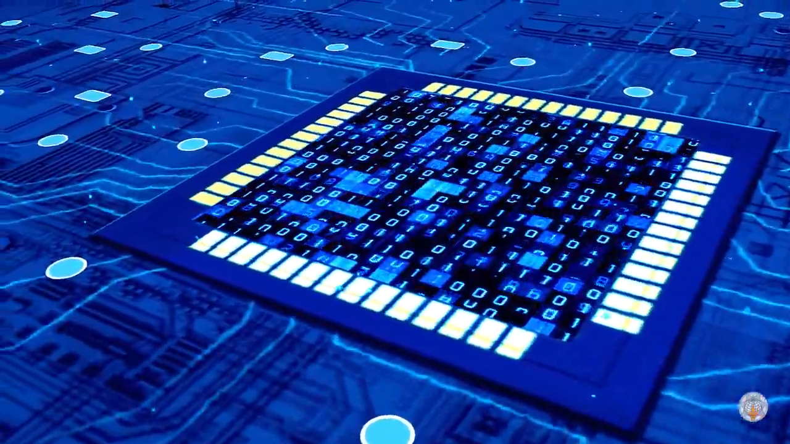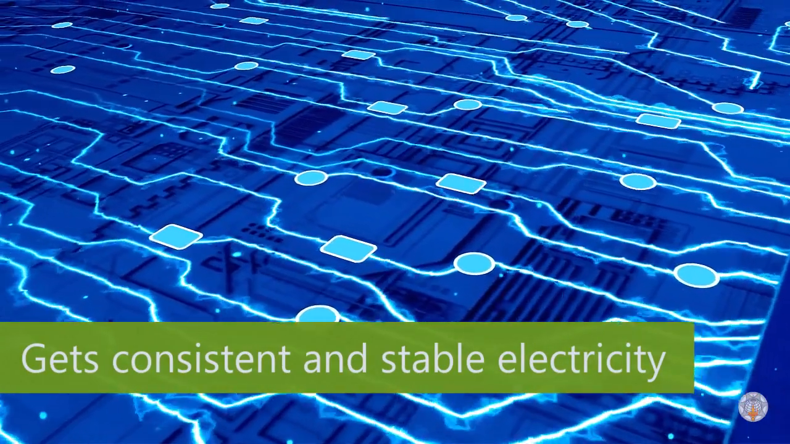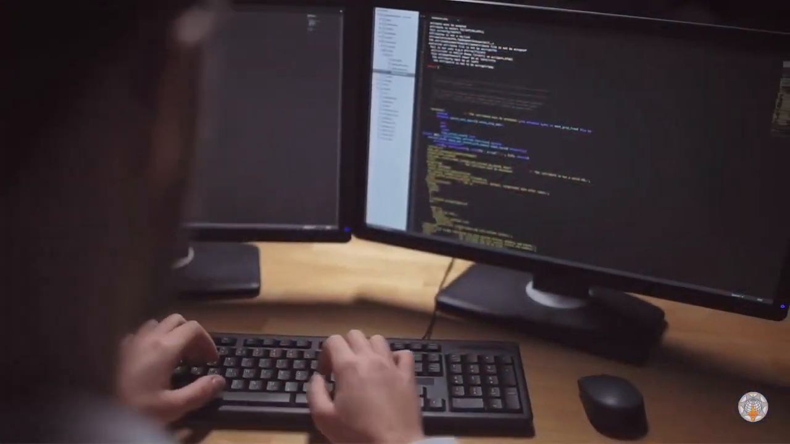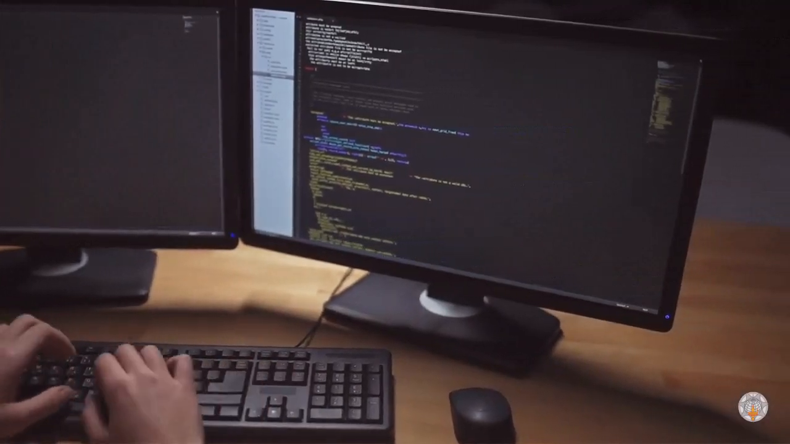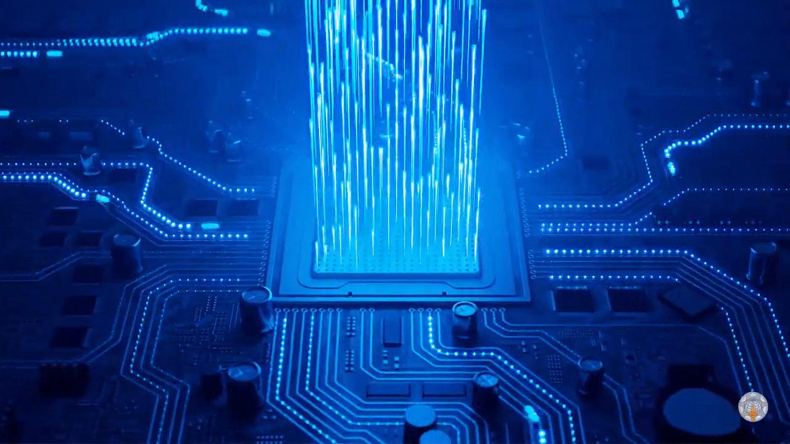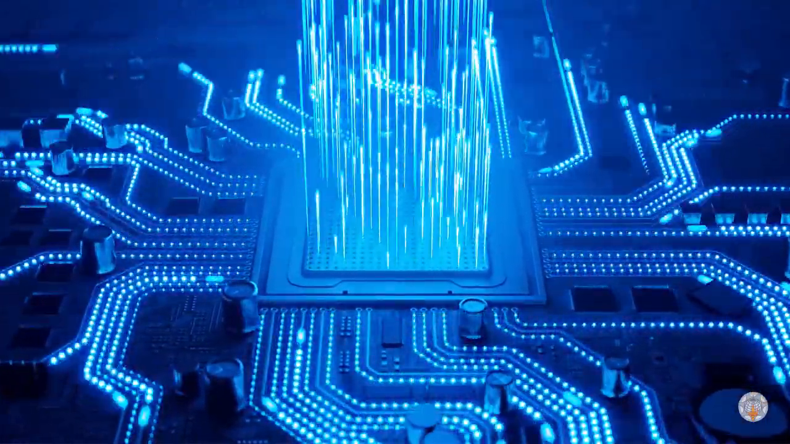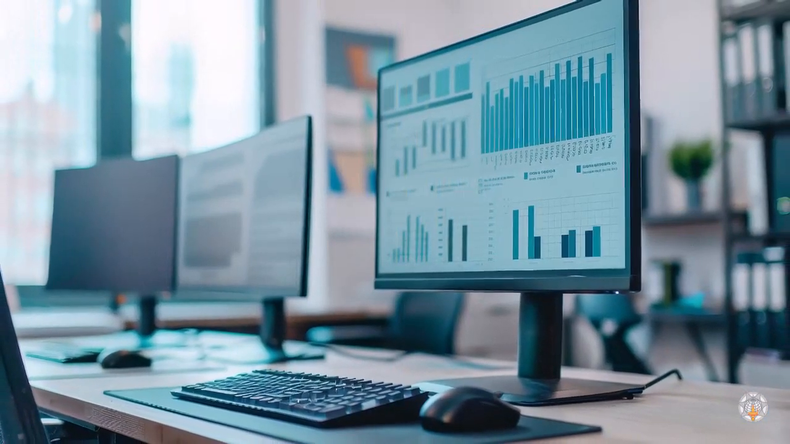This ensures that the computer's hardware gets the consistent and stable electricity it needs to process data and run instructions smoothly. Understanding this concept helps us to appreciate how electricity is tailored to meet the needs of complex digital devices like computers.